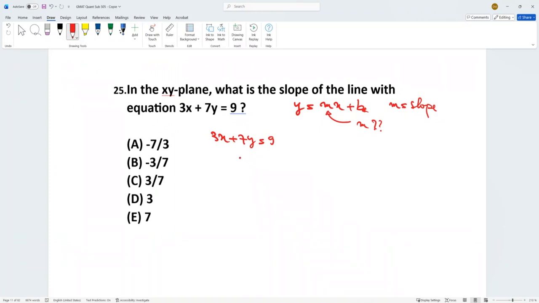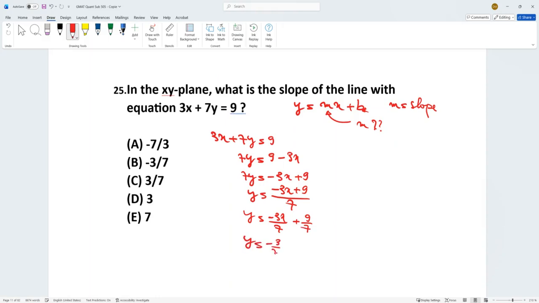So this will lead us to have 7y equal to 9 minus 3x, because 3x here will change sign when it comes to the other side. This can also be written like this; we've just changed their positioning. And then y will be equal to minus 3x plus 9 over 7. This can also be written as minus 3x over 7 plus 9 over 7, which is minus 3 over 7 factor x plus 9 over 7.